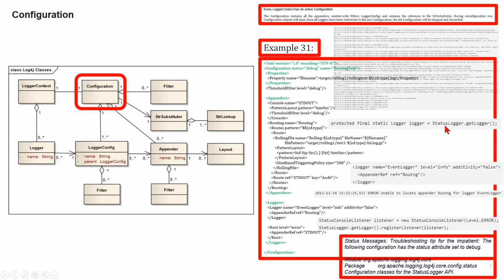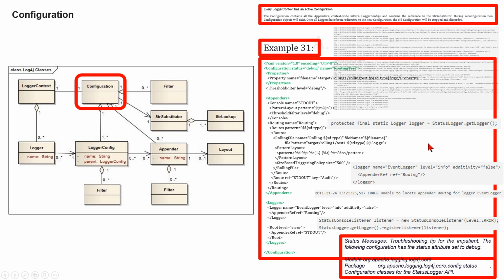The components declare an instance of status logger similar to here. Since status logger implements the Log4j 2 API's logger interface, the normal logger methods may be used.